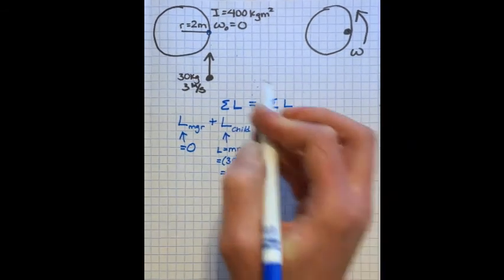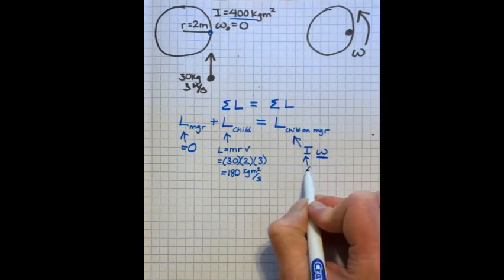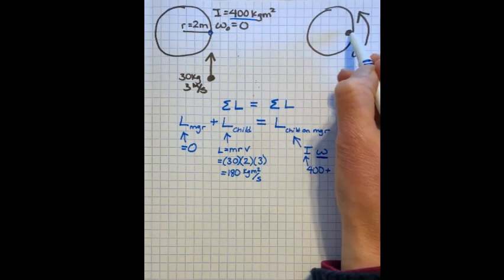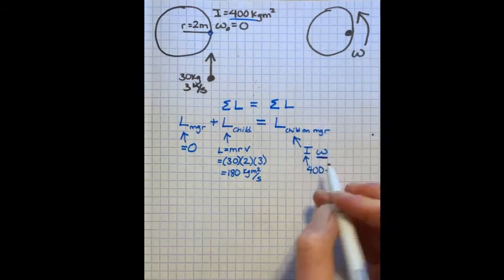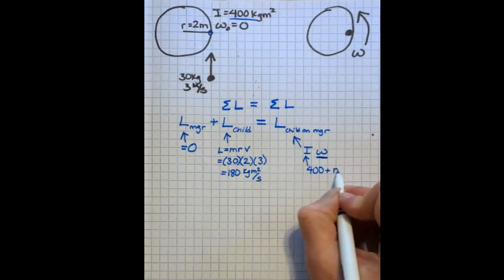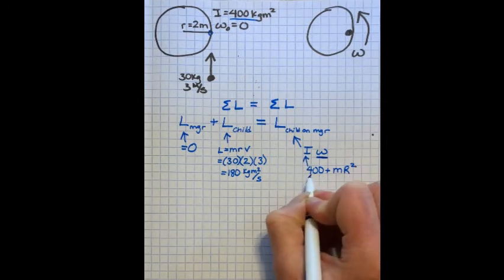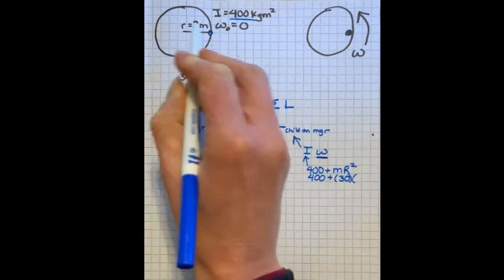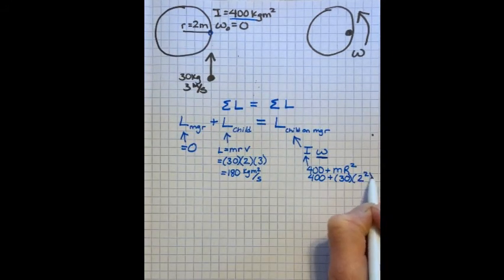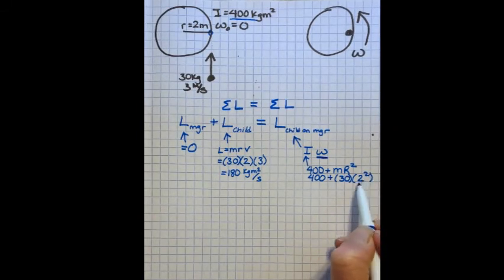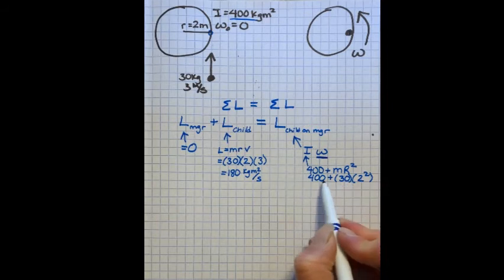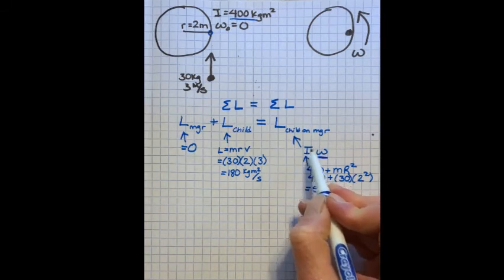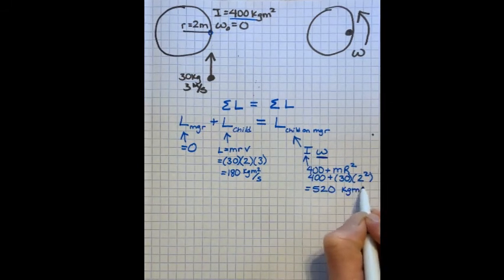So to find I here, we'll take the rotational inertia of the merry-go-round by itself, and then we'll add to that the rotational inertia if we just had the child. And his inertia would be equal to mr squared. Okay, so 400 plus the mass of the child is 30, the radius of the merry-go-round is 2. Okay, 2 squared is 4, 4 times 30 is 120, 120 plus 400 is 520. And that's the rotational inertia, so kilogram meters squared.